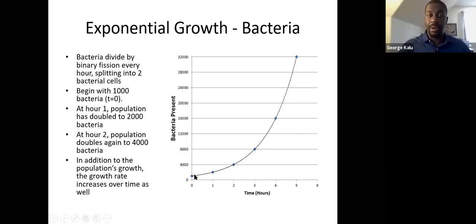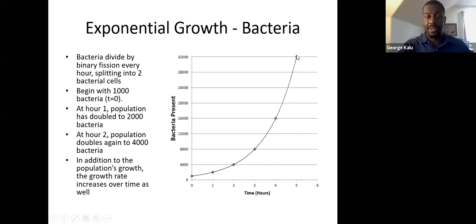After an hour, our 1,000 cells have divided into 2,000 cells through binary fission, and that's what we see here. Then after hour 2, they double again. Now we have 4,000 individuals. At the third hour they double again. Now we have 8,000. Hour 4 they double again. Now we have 16,000. Hour 5 they double again.